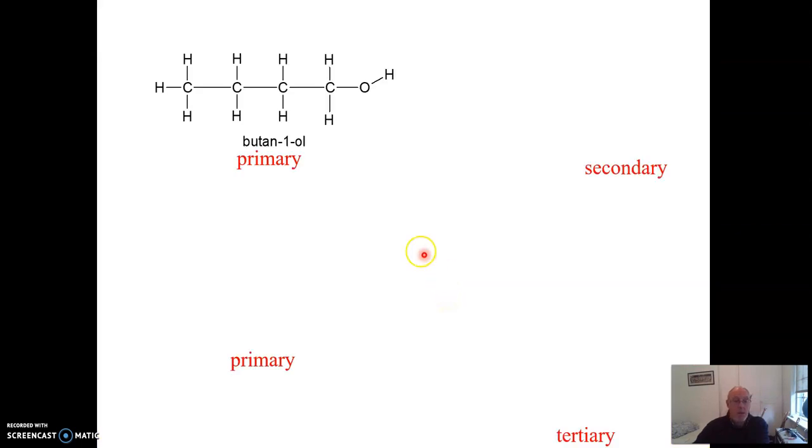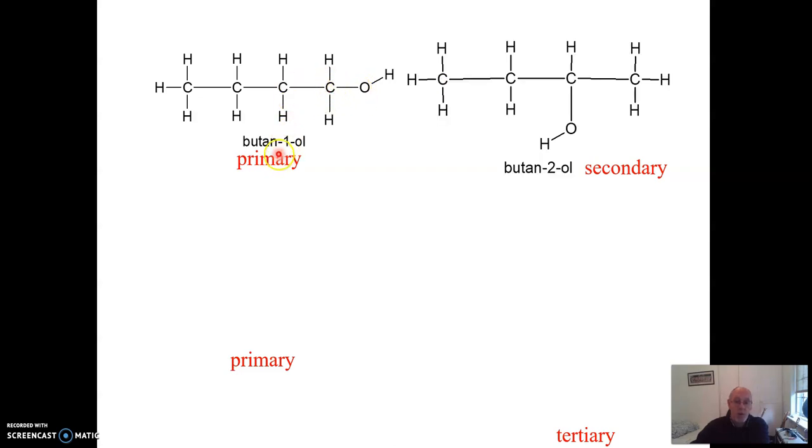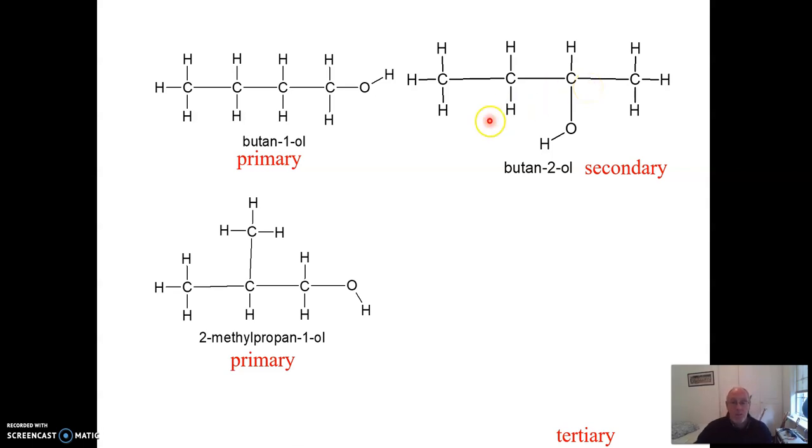So here we go. Butan-1-ol, the OH is attached to a carbon, and that carbon's only attached to 1 carbon, so that's a primary. Butan-2-ol, again, the same as propan-2-ol, the carbon attached to the OH is attached to 2 carbons. So that's a secondary. Now you've got 2 other possibilities. If you move this one here, it's just the same compound flipped around. And if you move it there, it's the same compound as this.